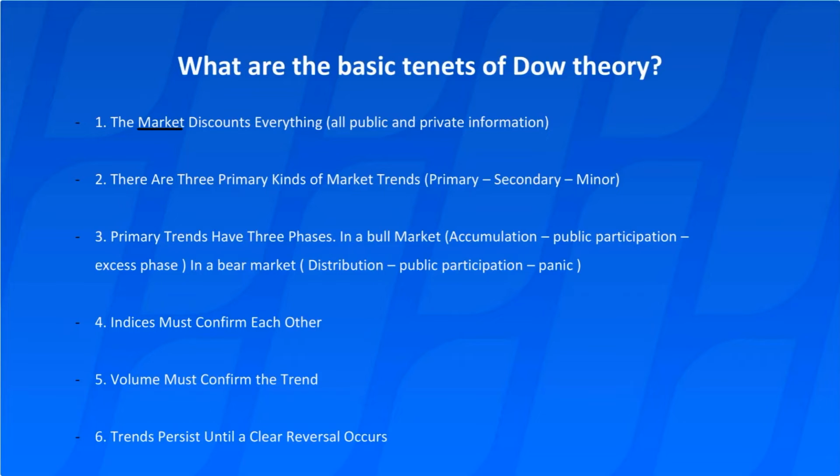So Dow's theory hints that the price is fair. This is the fair value of the price. Okay. So the price discounts everything. So at the moment, if you're talking about the gold price, let me check how much it is. At the moment our gold price is $1,705. Okay.